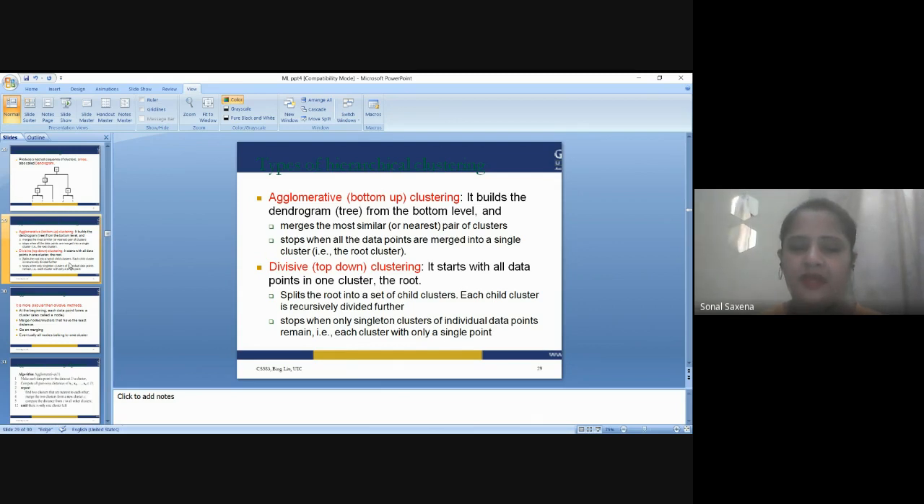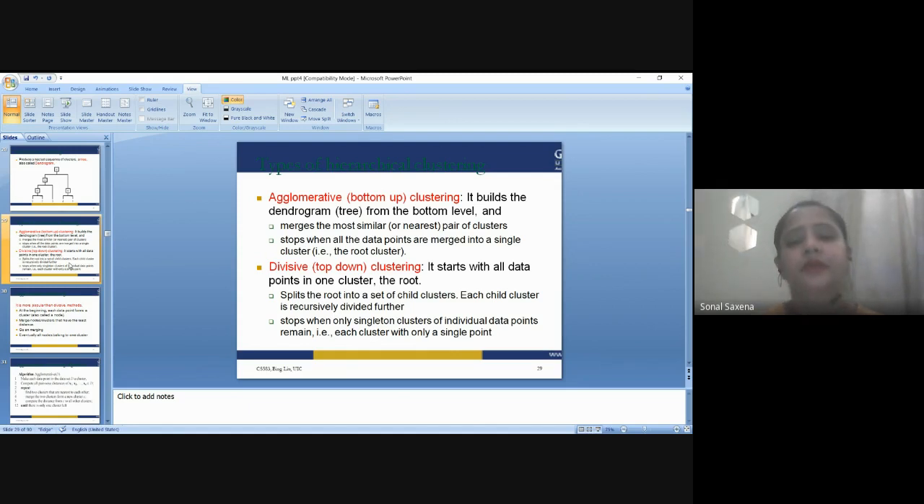If it finds data number 1 and 3 to be representing some kind of similar property, it would merge the 1 and 3 nodes. Similarly, suppose 5 and 7 represent similar properties, then it is going to merge them, and further it will merge other trees. This stops when all the data points are merged into a single cluster, the root cluster. So this is the bottom-up approach, where we start from the input level and merge upward to a root node.